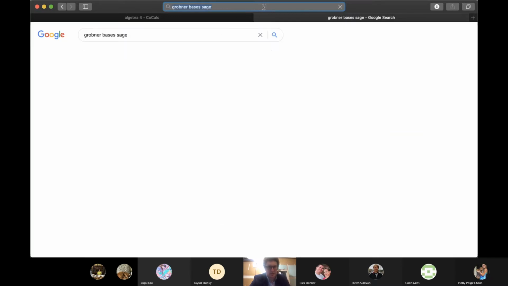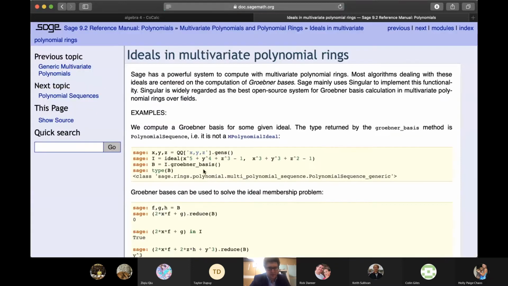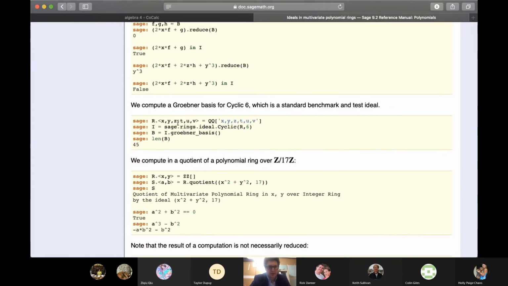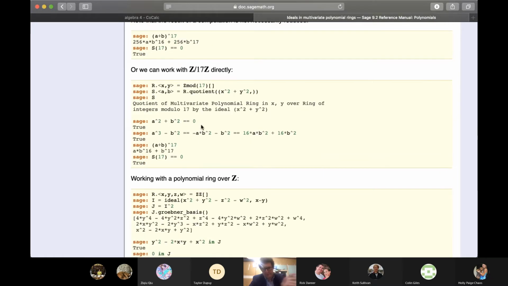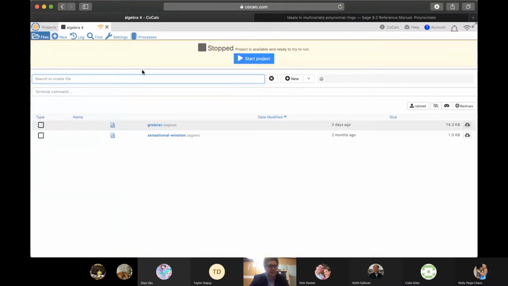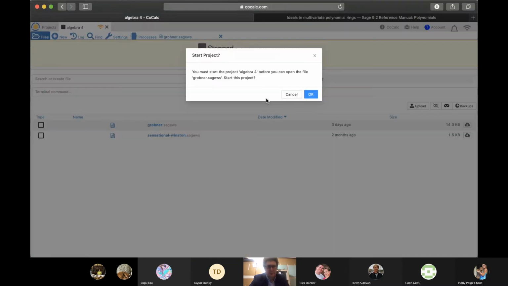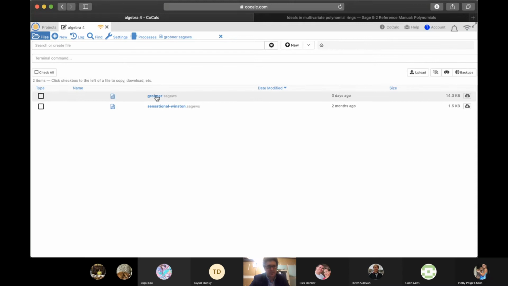Here they'll have some documentation for how to work with Grobner bases, right? And you can read the documentation on how to implement rings and how to talk about ideals, and it'll explain. So you can read through this to see how this works. But I'm going to show you how to do this with a particular example. Okay, start the project, and I can share this notebook with you guys.